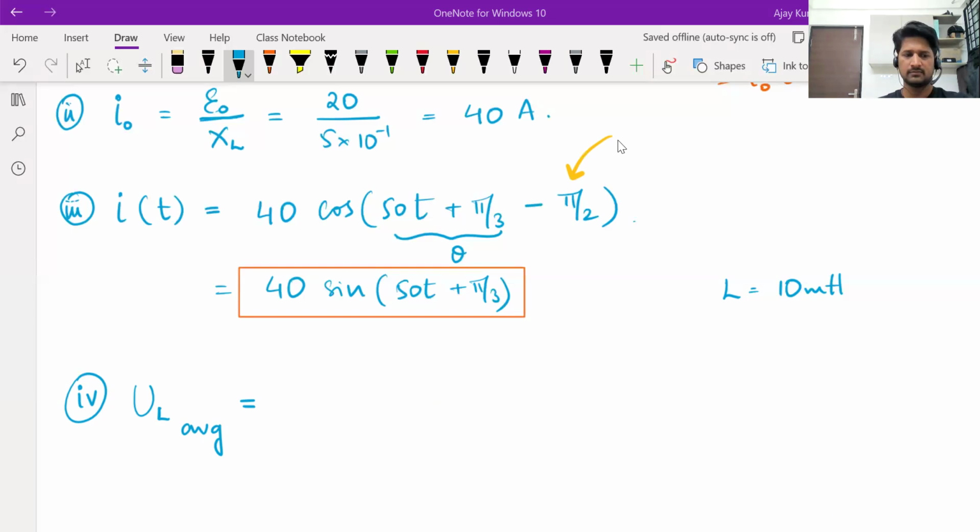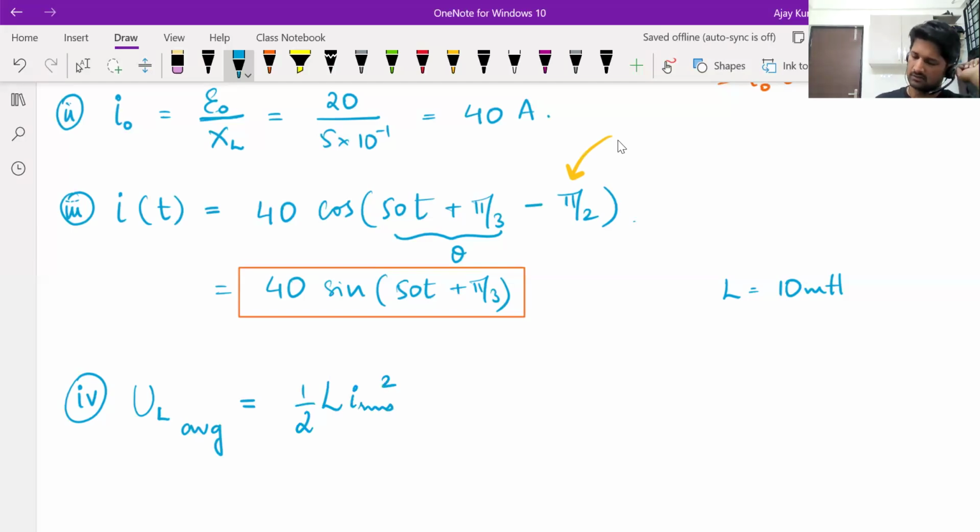The average formula is 1 by 4 L i naught square. Okay, you can write it that way. See, general formula for energy stored in an inductor is half L i square, right? So if an alternating current is flowing through it, you can write it this way: half L I RMS square. Just take effective current of this AC.